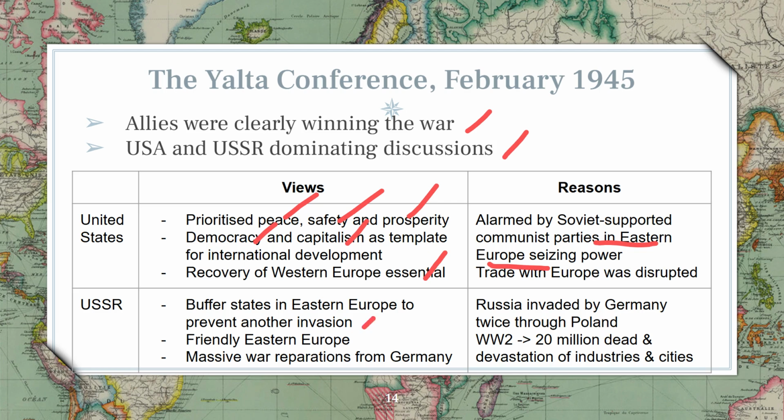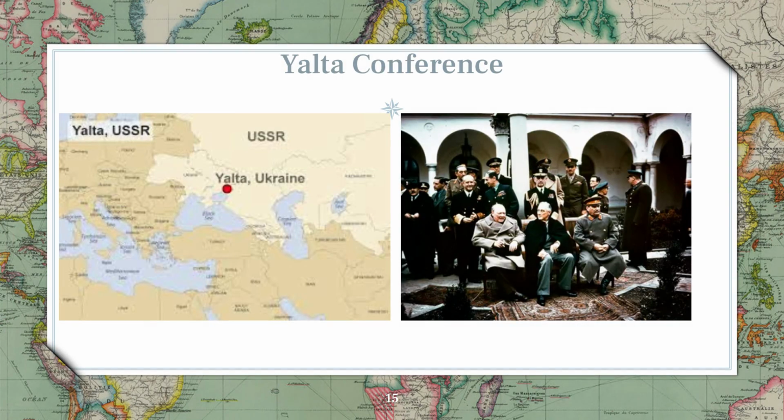This is reiterated by friendly Eastern Europe, and they wanted massive war reparations for all the damage and the destruction. These were their reasons. So could they come to some form of agreement despite having different views, despite having different persuasions? What is Yalta? Yalta is in Ukraine.